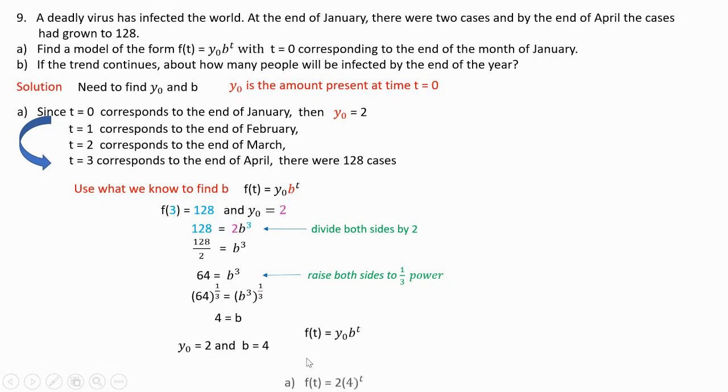So let's plug them into the formula. f of t equals 2 times 4 to the t power, because my y naught is 2 and my b is 4. That's my formula.